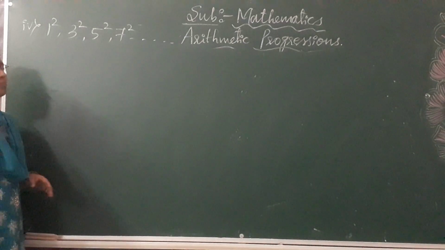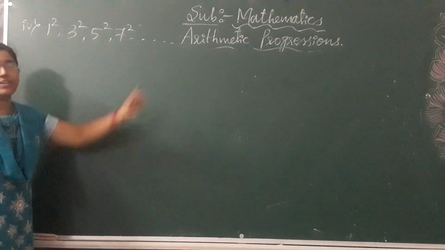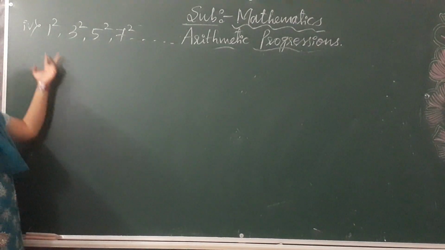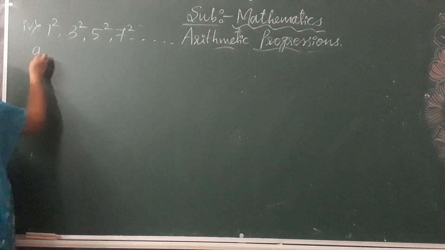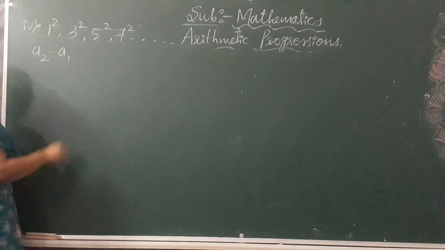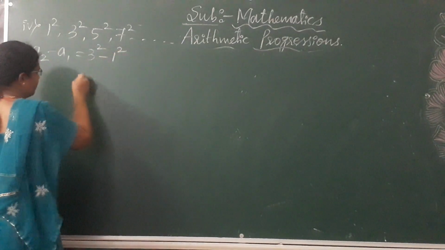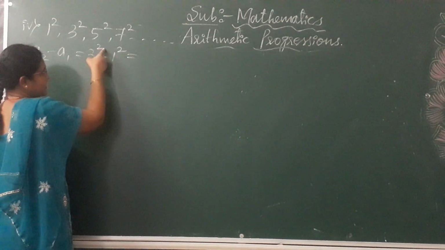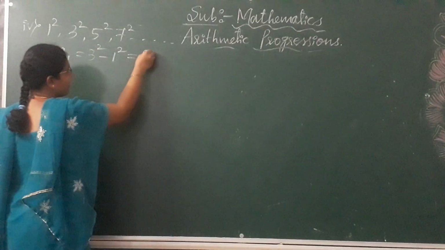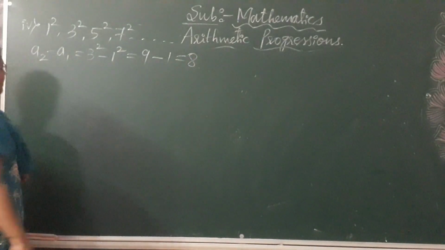Yes, let us solve one more problem, that is 1 square, 3 square, 5 square, 7 square and so on. First we should check whether this list of numbers is in AP or not. That means find the difference. A2 minus A1. A2 is 3 square minus A1 which is 1 square. 3 square value is 9 minus 1 square value is 1. 9 minus 1 is 8 here.